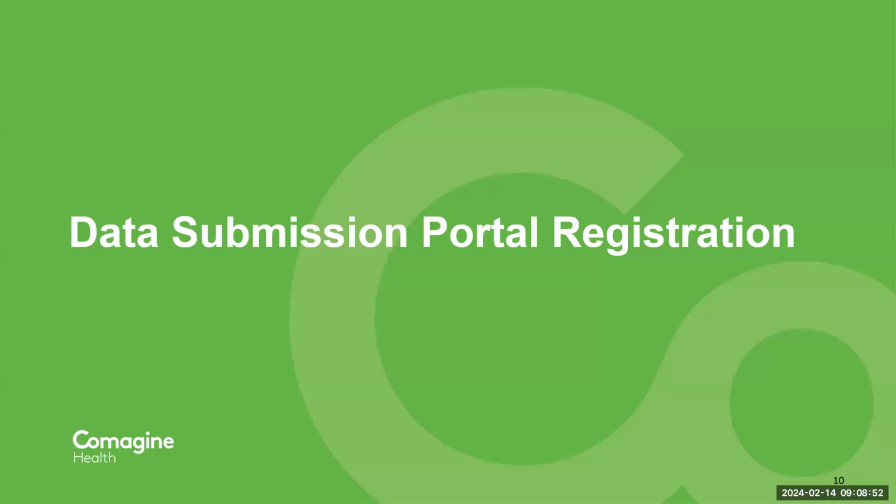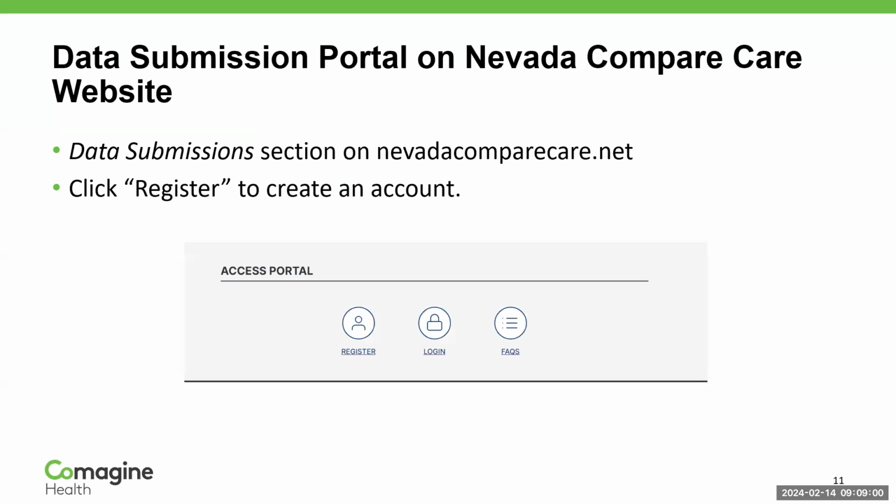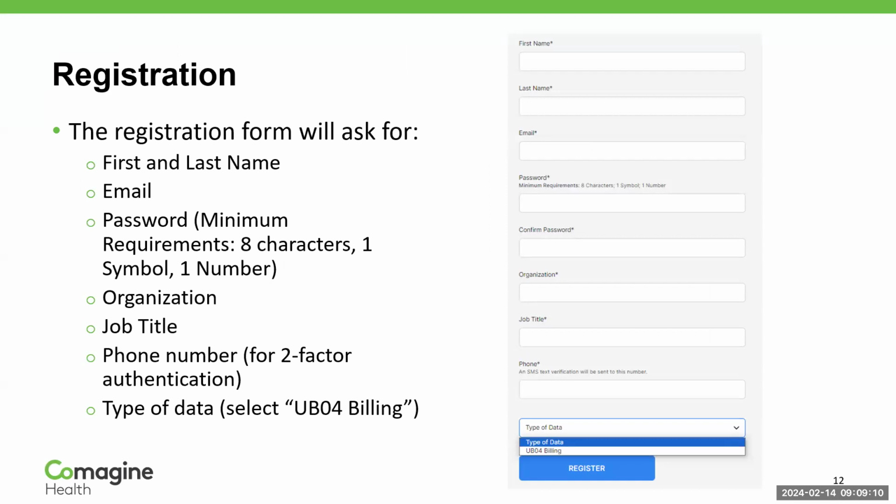All right, so diving into the meat and potatoes of the new submission process, we're going to walk through the new portal. First up is registration. On the same page where we found the FAQs page, you're going to click on register. The registration form is going to ask for your name, email, password, organization, job title, phone number, and type of data, and you're going to select UB04 billing.